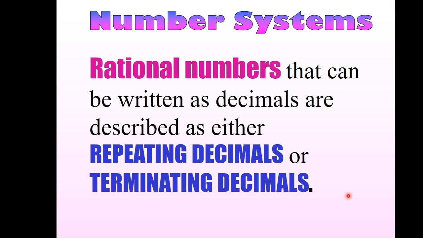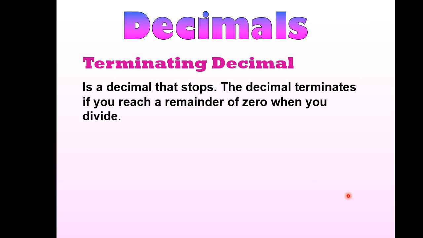Today we're going to discuss the rational numbers that can be written as decimals, which can be described as either repeating decimals or terminating decimals. So what do I mean by those? What is a repeating decimal and what is a terminating decimal? A terminating decimal is one that stops, which means its remainder reaches zero if you divide.